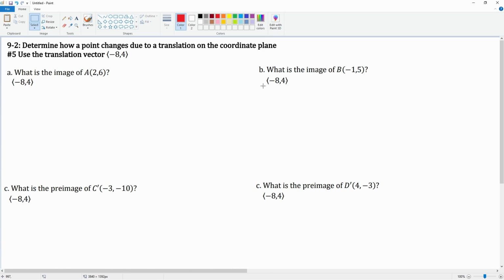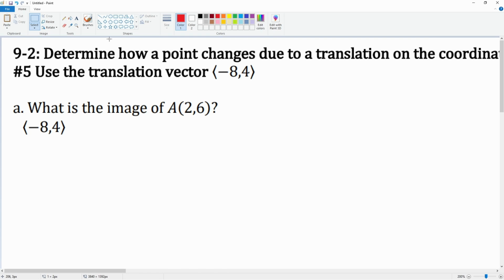All right, so do you see? It's the same vector. So maybe we should write down what that vector means. -8, 4. Okay, so let's do A first. What does that mean? Well, you could graph this, but I'm going to show you how to do this algebraically. This value is applied to the x. This is applied to the y.